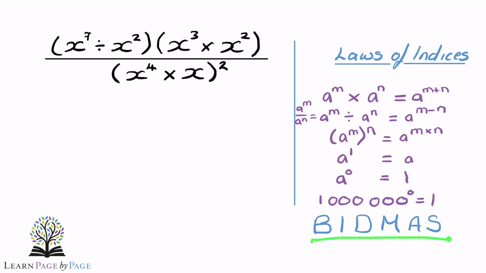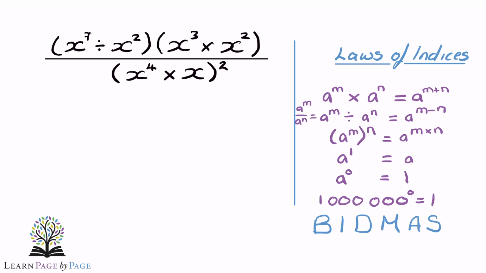And then I've written out BIDMAS, which is our order of operations. You might know of it as PEDMAS or BODMAS. What it stands for: brackets first, then indices, and we have division and multiplication, depending which order they come, and lastly, addition and subtraction. Now let's dive into our problem.